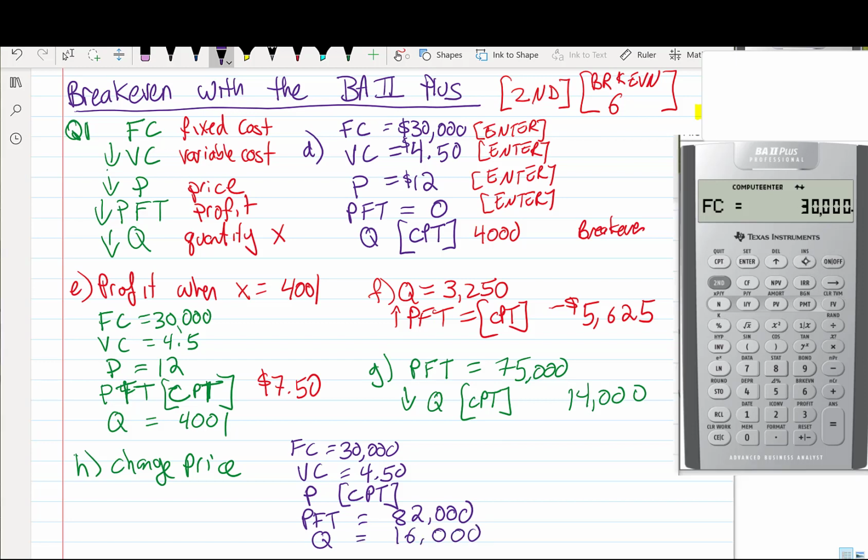So I go back, let's start at the beginning. Fixed cost is 30,000. Variable cost is 4.5. Price, I'm going to leave that one alone. Profit, now I'm changing this to 82,000. Enter. Now I go down and change Q to 16,000. Enter. Now I'm just going to scroll up or down until I get back to price, compute that price, and I end up with $11.50. That's the same answer that we got with algebra.